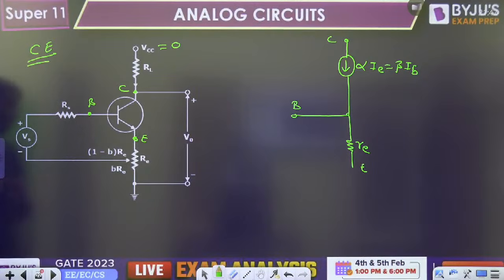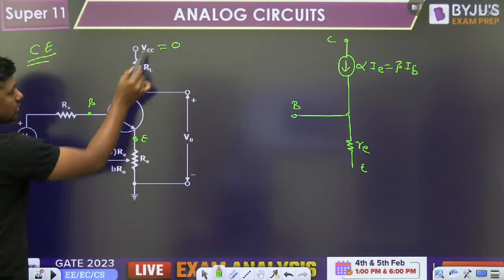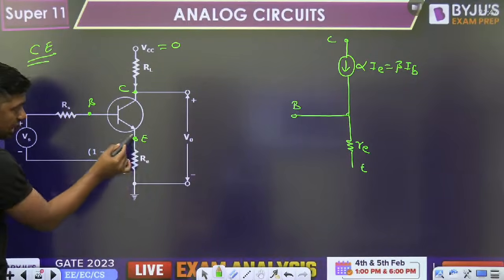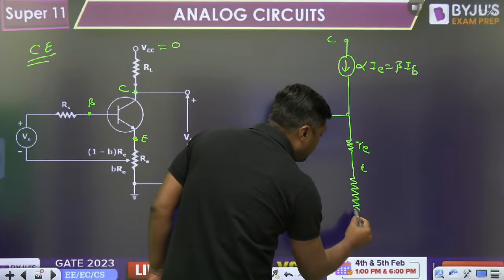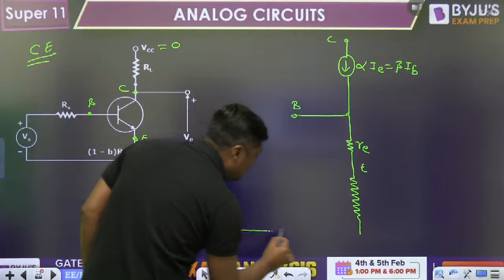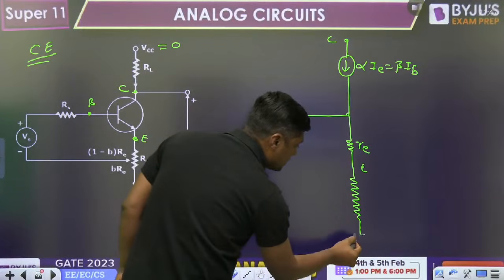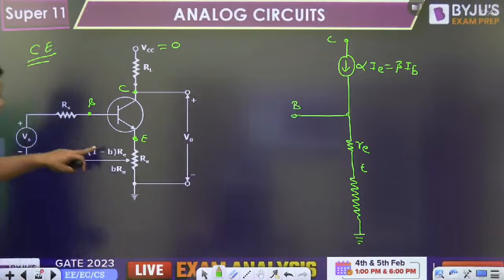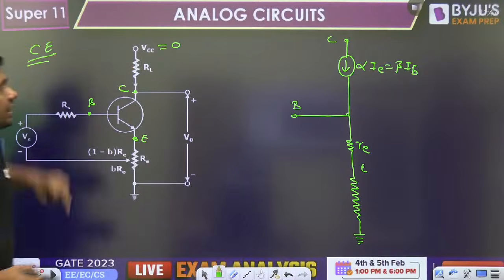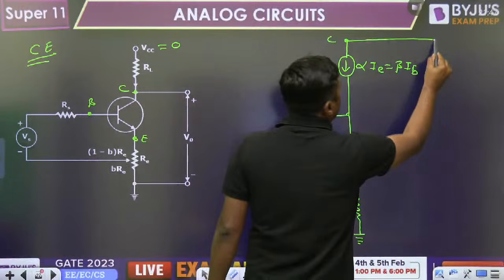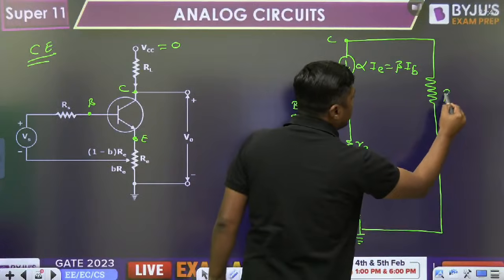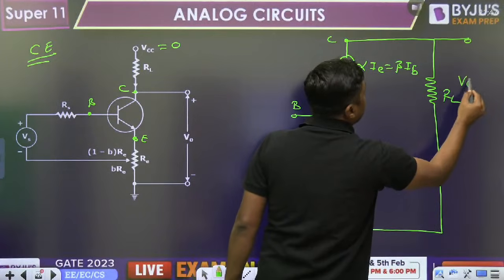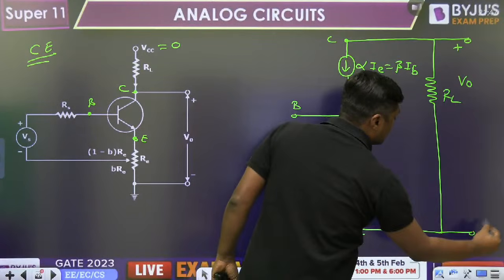Now, from emitter to ground, RE is connected, just like a potentiometer. Now make a proper ground here. This is the ground. From collector to ground, RL is connected. This RL is connected here, and here we are getting the V0.